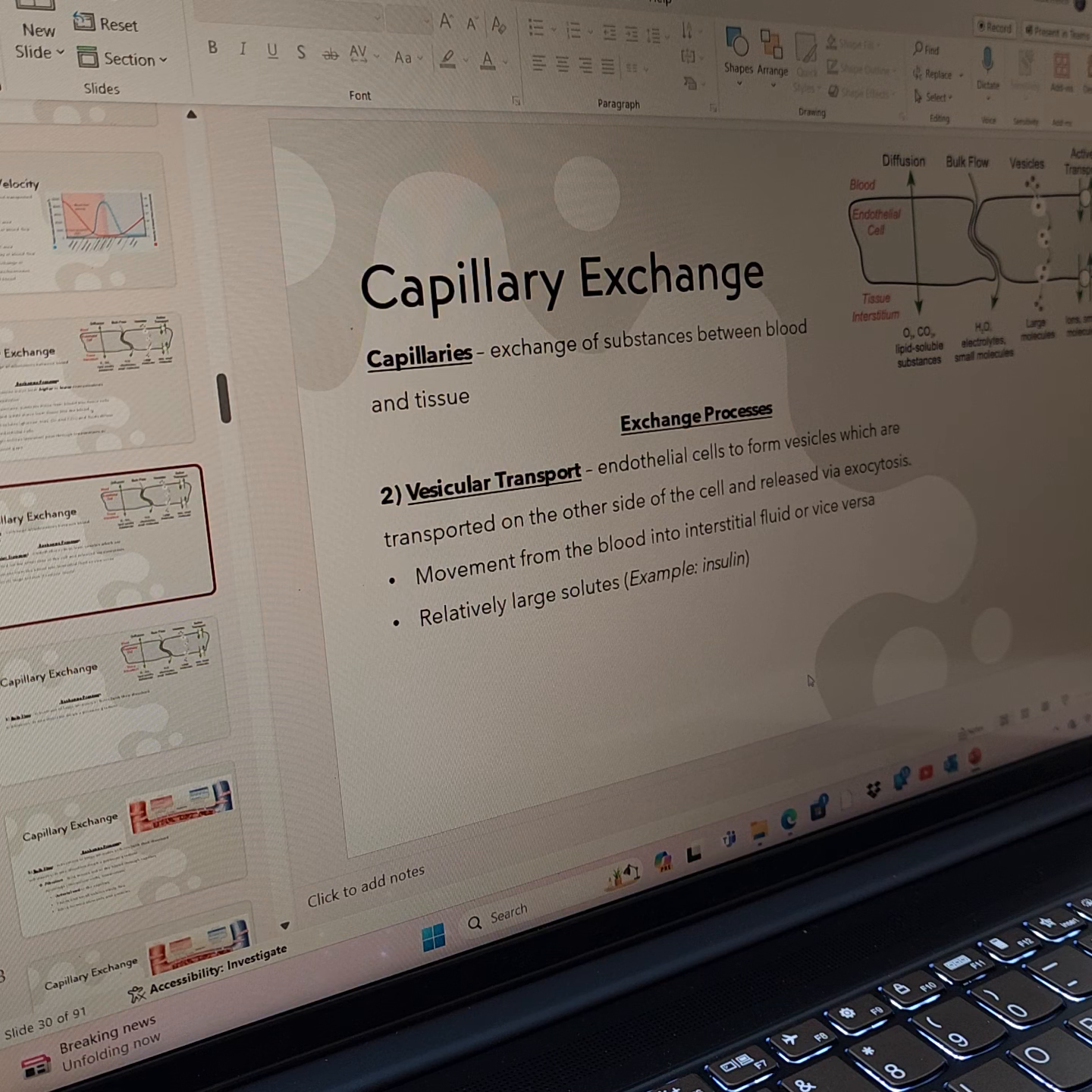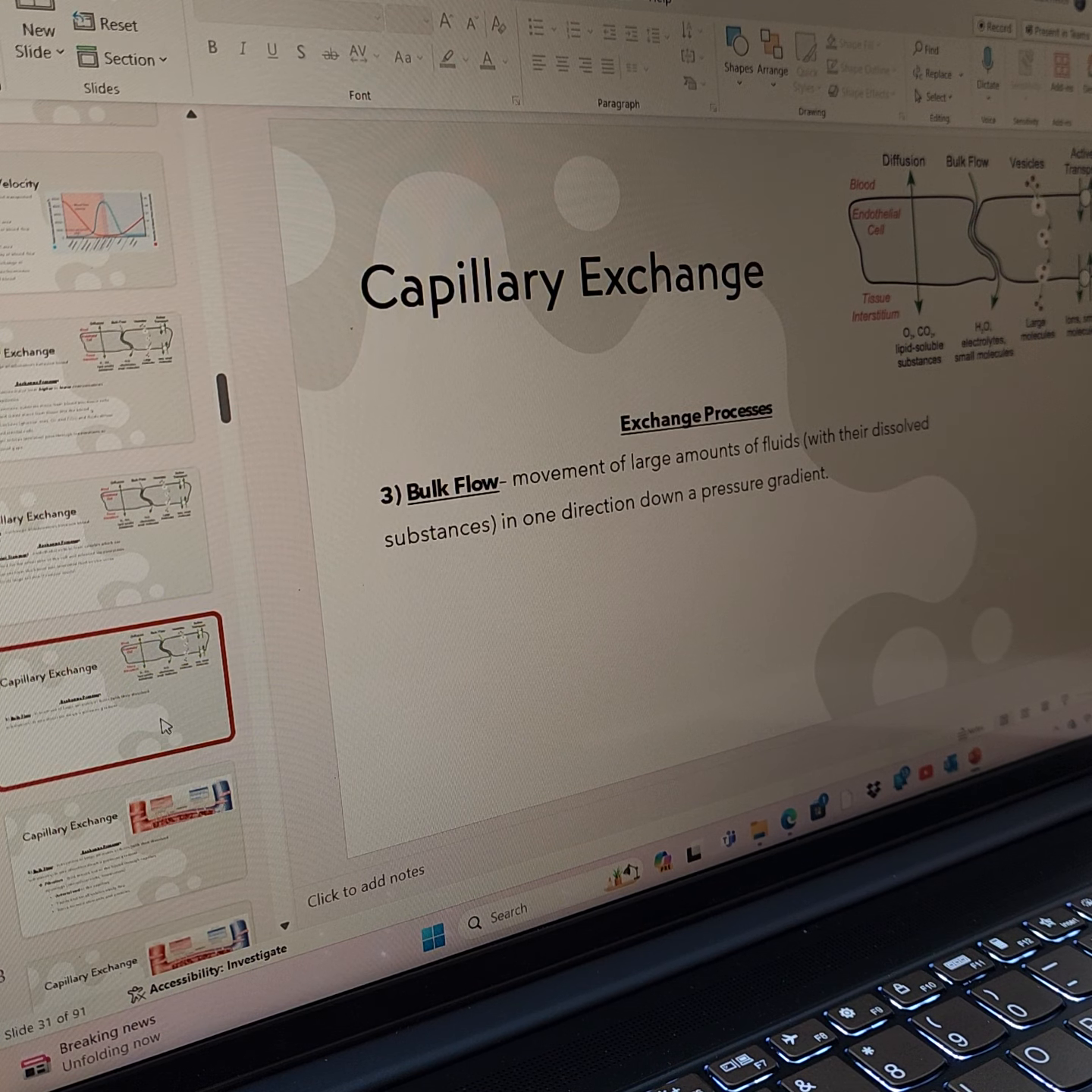Secondly, the other process next from diffusion is vesicular transport. This is where the endothelial cells form vesicles, which are transported to the other side of the cell and released via exocytosis, moving from the blood into interstitial fluids or vice versa. This happens with relatively large solutes, an example being insulin.